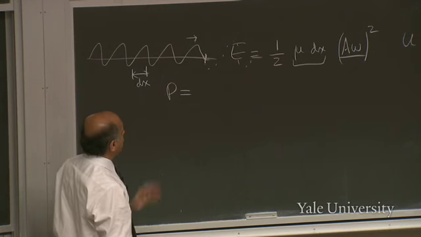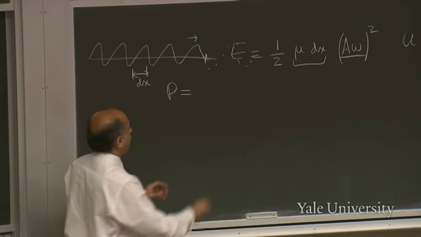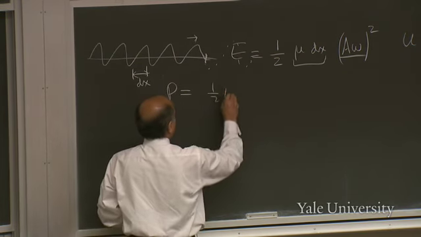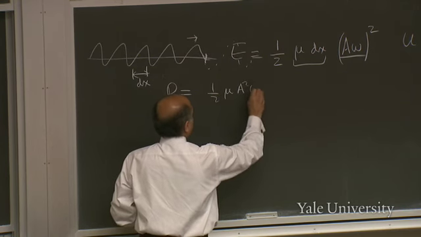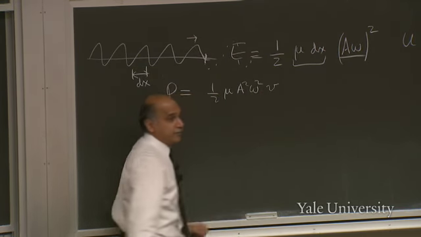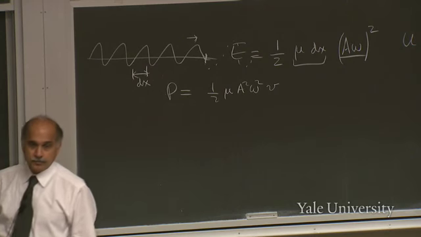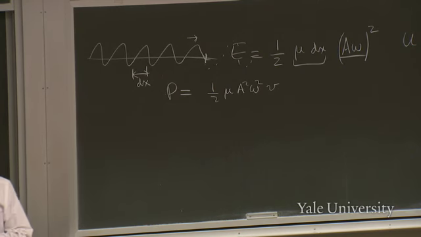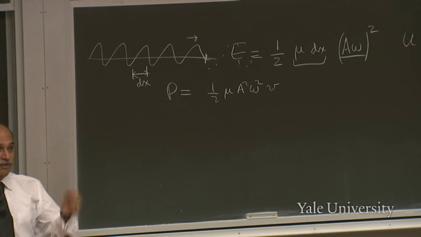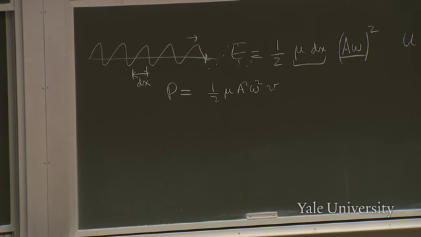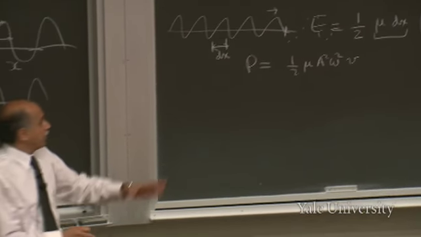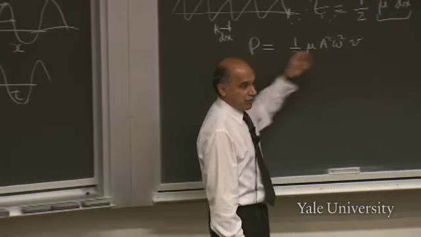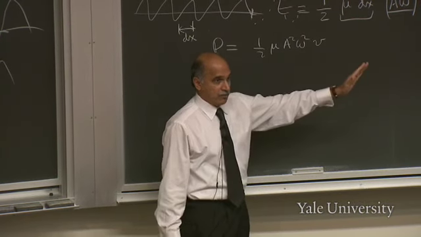And what's the energy contained in the extra segment? It's the energy per unit length, 1/2 mu A squared omega squared, times the velocity. That is the power I have to give in to produce this wave continuously. Do you guys follow that? If I wait 1 second, a segment of length v has now started moving in the front end, because the wave is being produced by me and sent out into the medium.